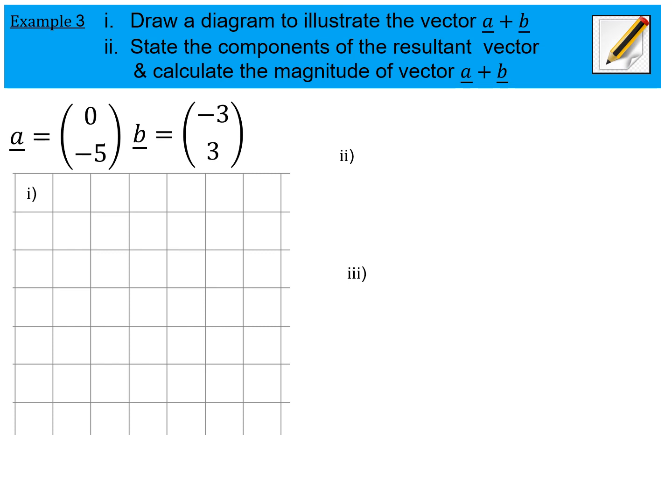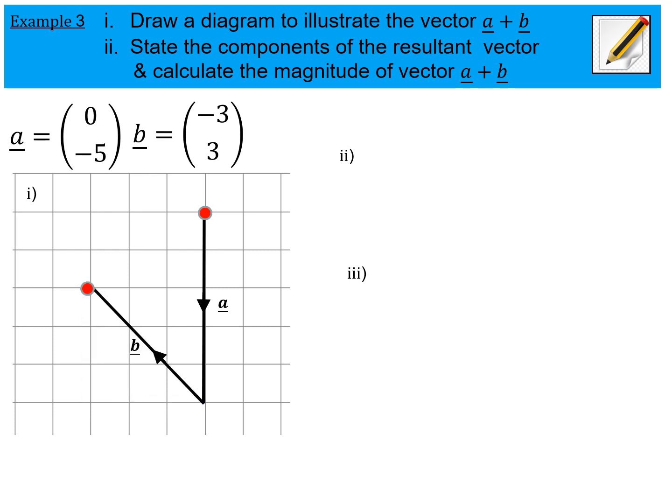So let's start by drawing the vector diagram. So we have our starting point. A is the vector 0, minus 5, so that means we move 0 horizontally, and minus 5 means we move 5 down the way. So no horizontal movement, just 5 down. So that is our vector A, making sure we label it with the arrow in the right direction. Now from the end of vector A, we draw vector B. B is minus 3, 3, so that means minus 3 is 3 to the left, and then 3 is 3 up.